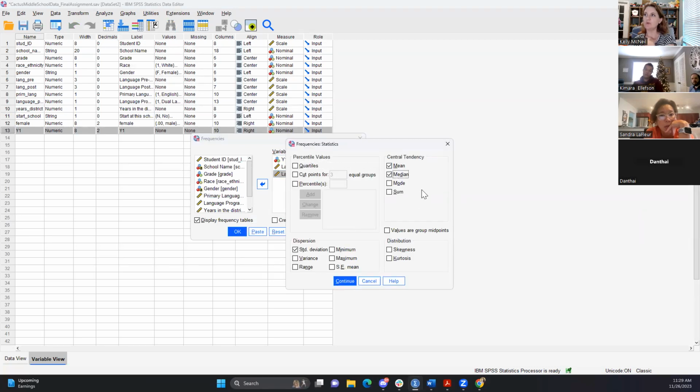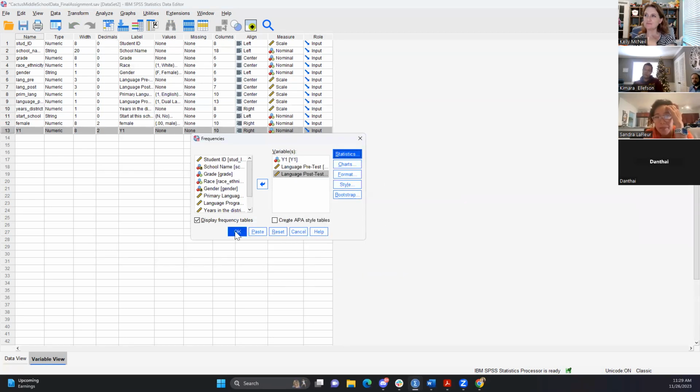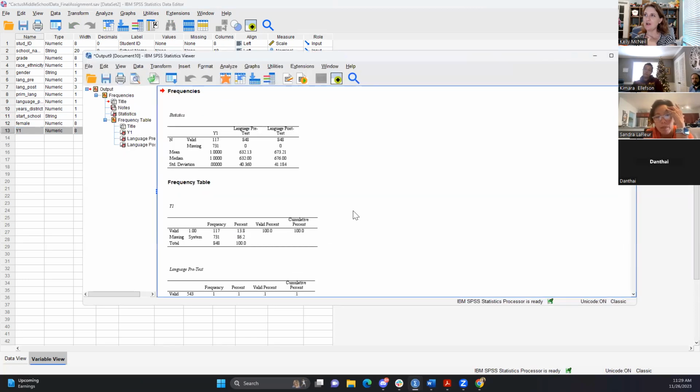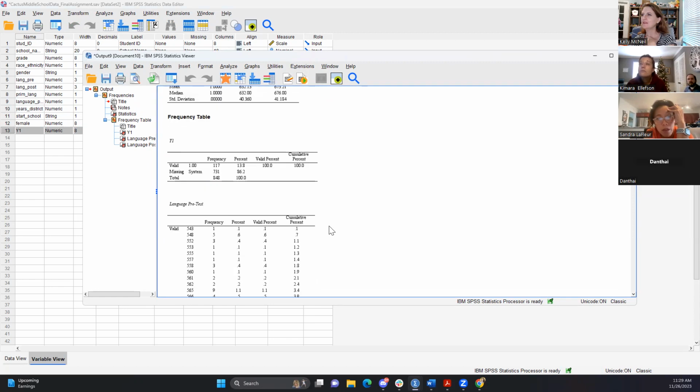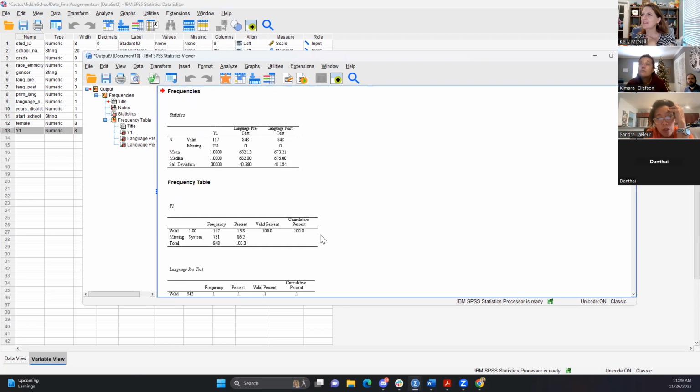I don't really want to do mode, if that's okay. Do you want minimum and maximum? Or do you just want to run this and see what happens? Run it. Let's just see what happens. Is this a new one or is this an old output? This is the new one now.